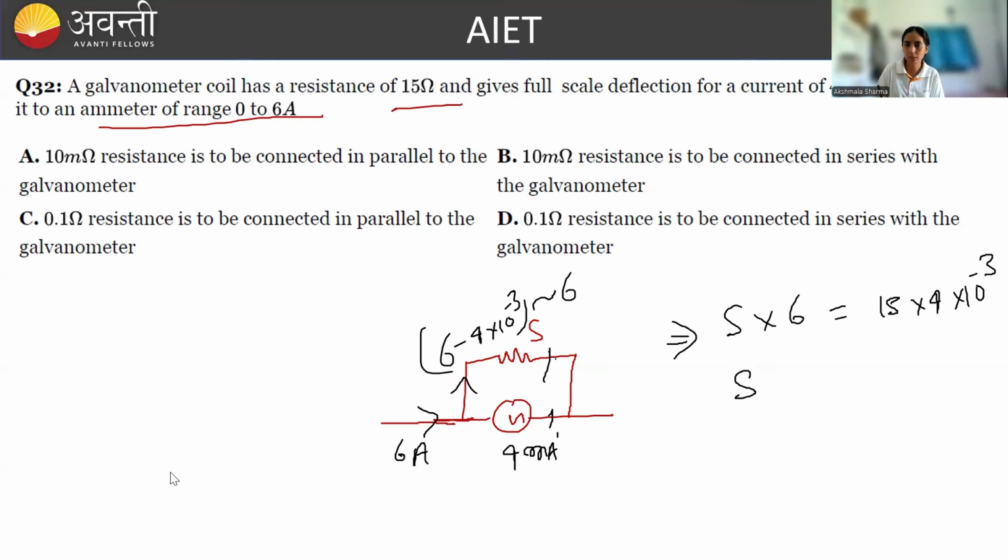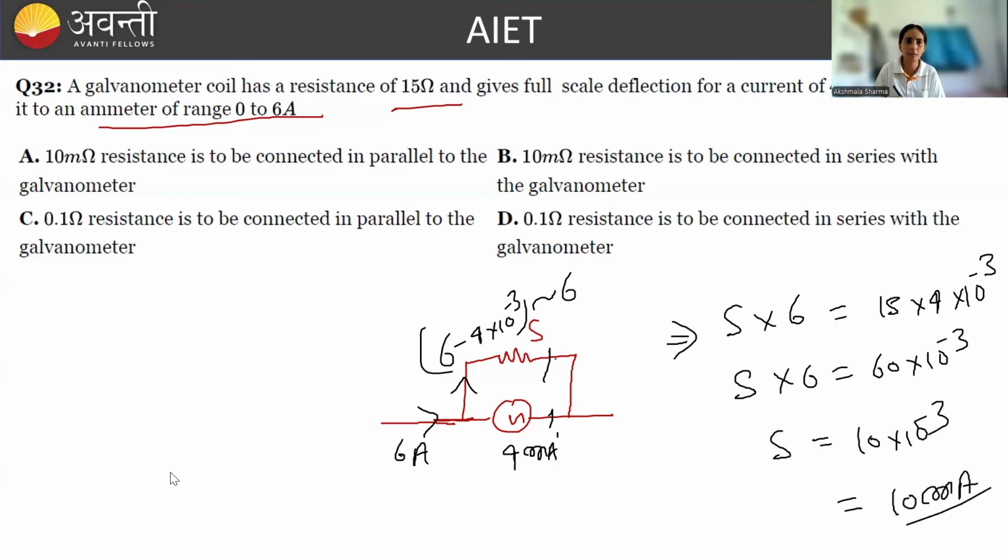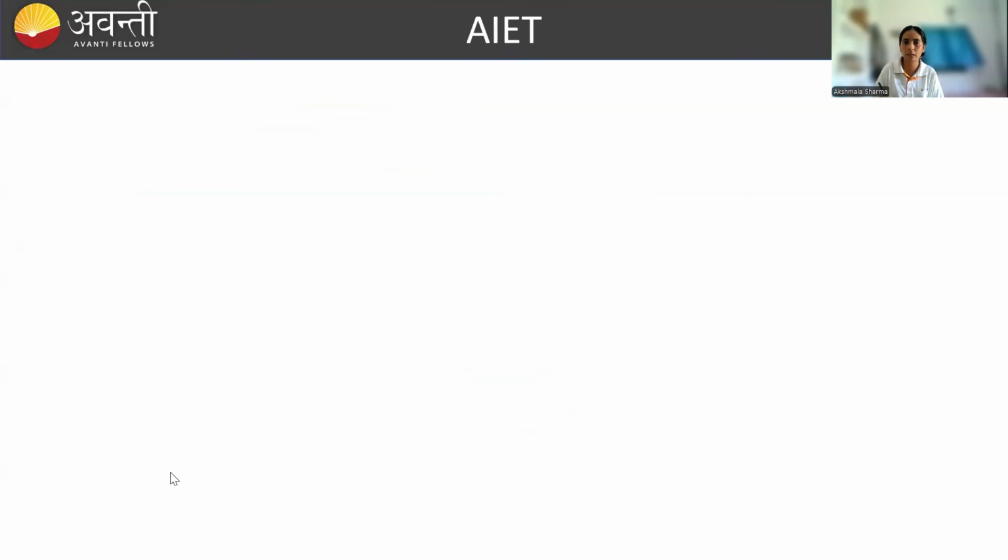So the value of S is going to be equal to how much? S into 6 is 60 into 10 to the power minus 3. So S is equal to 10 into 10 to the power minus 3, that is 10 milliohm in parallel. The correct answer seems like what? 8. So the answer will be 8.